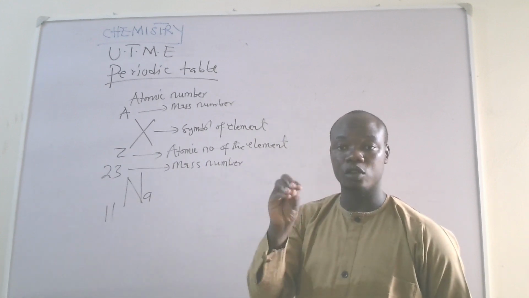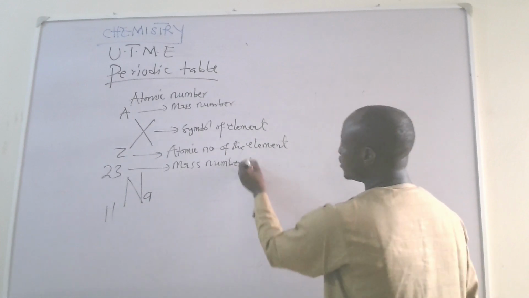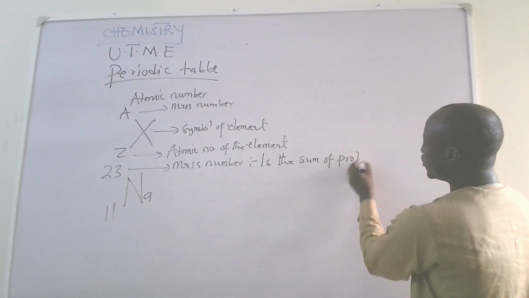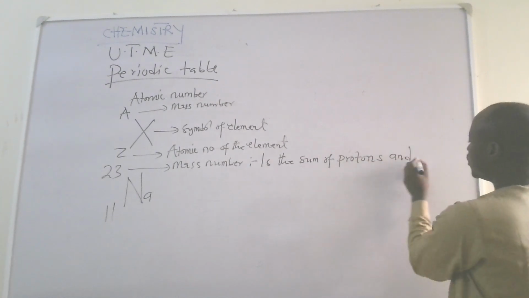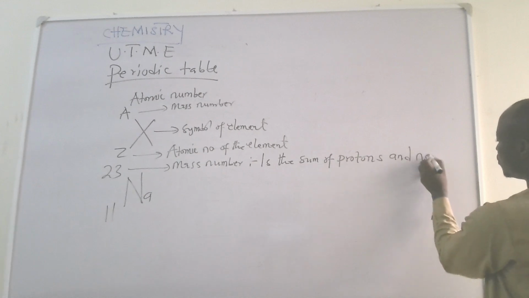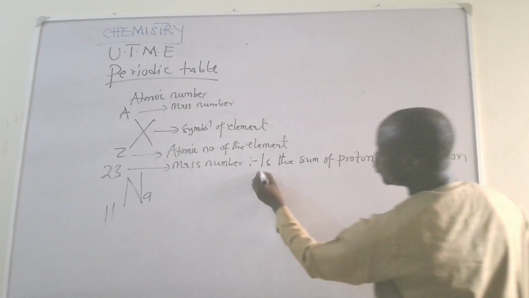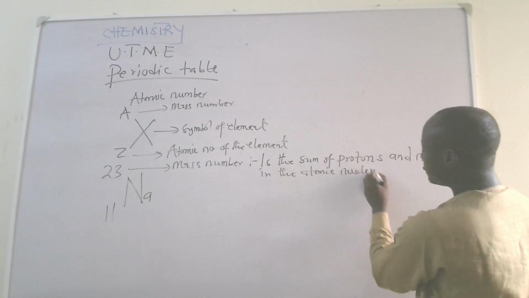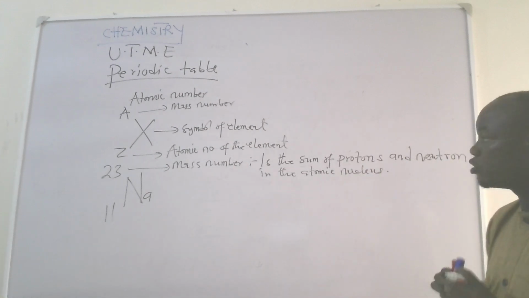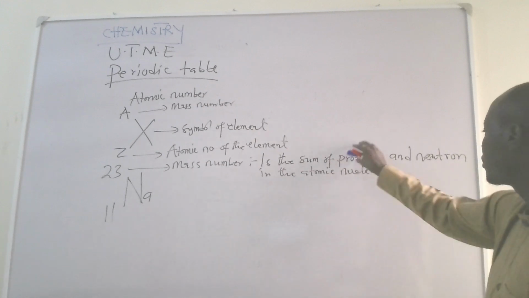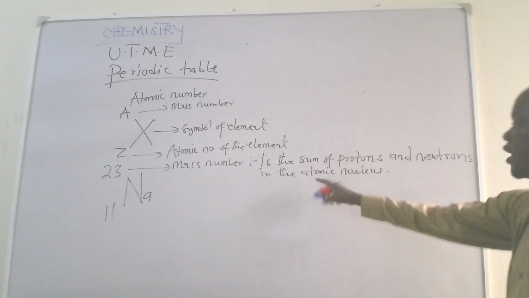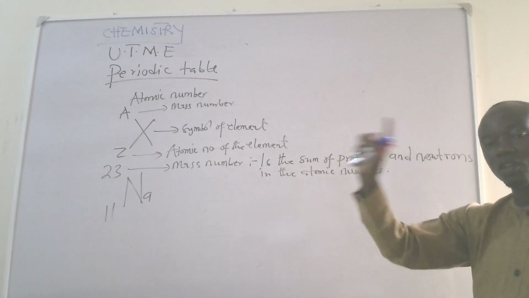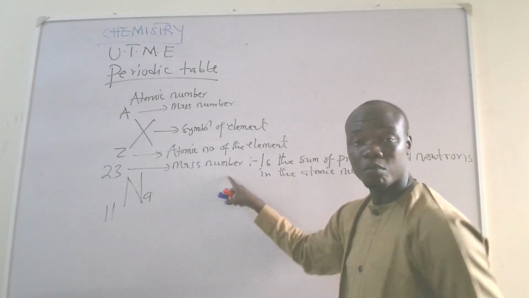And what is the mass number of the element? The mass number of the element is the sum of protons and neutrons in the atomic nucleus of the element. So if you add the number of protons and neutrons of a particular element, you get the mass number of the element.